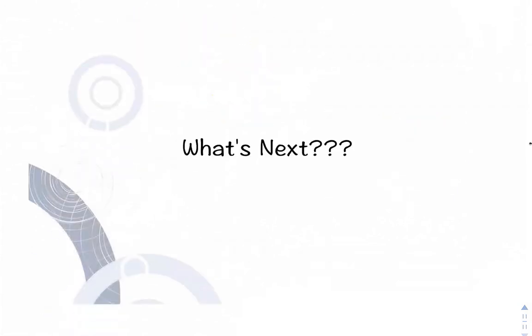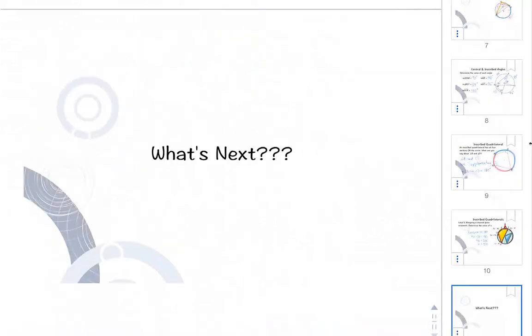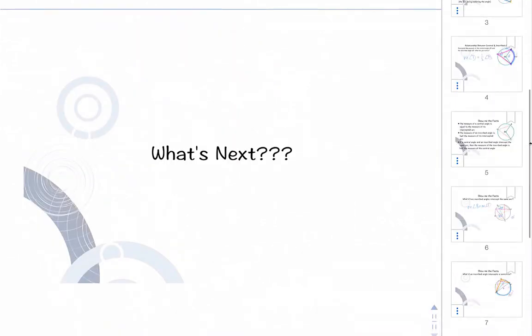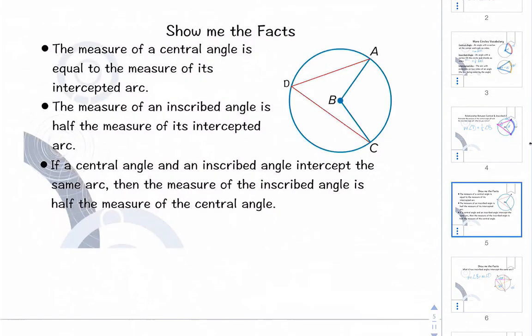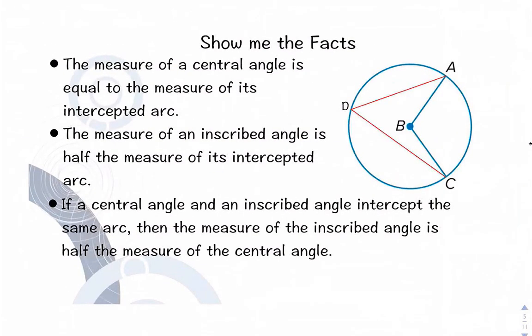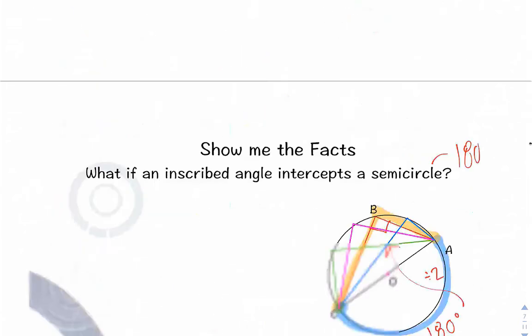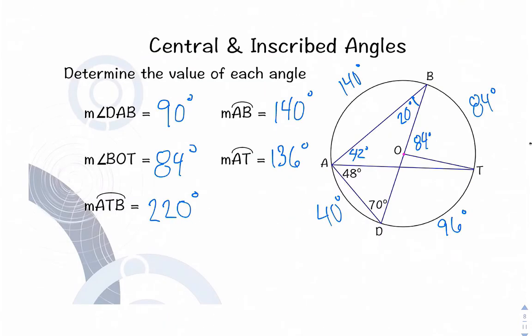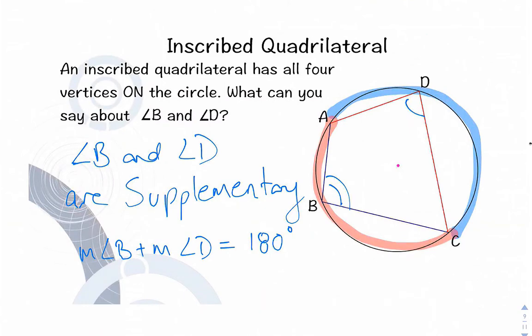Our key points here: just make sure you understand this. The measure of a central angle is equal to the measure of the intercepted arc. The measure of an inscribed angle is half the measure of the intercepted arc. And if they share the same intercepted arc, the inscribed angle is half the measure of the central angle. I think those are your big key points. If you know those, then for those other slides that we showed you, I think you could come up with them if you needed to.